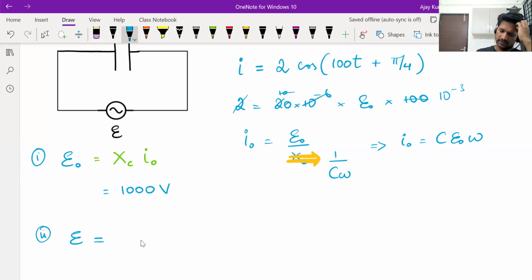Okay, now we need to write the EMF function. See, the EMF function generally will be of this form: some peak value, then a sine bracket or a cosine bracket. I mean, some oscillating part will be there. Peak value and an oscillating part. Peak value we derived already, it is 1000. How to write the oscillating part? Anyone?